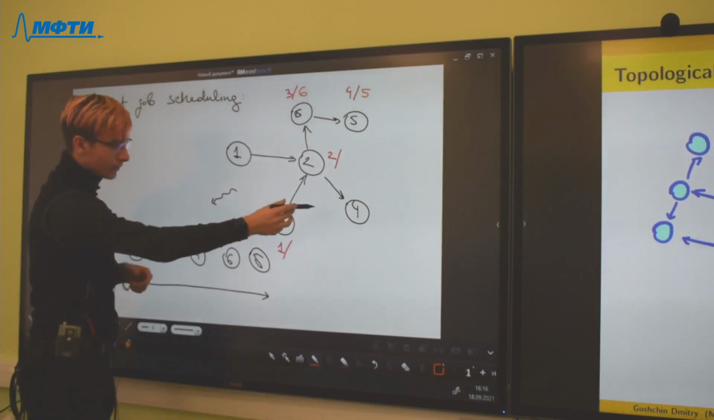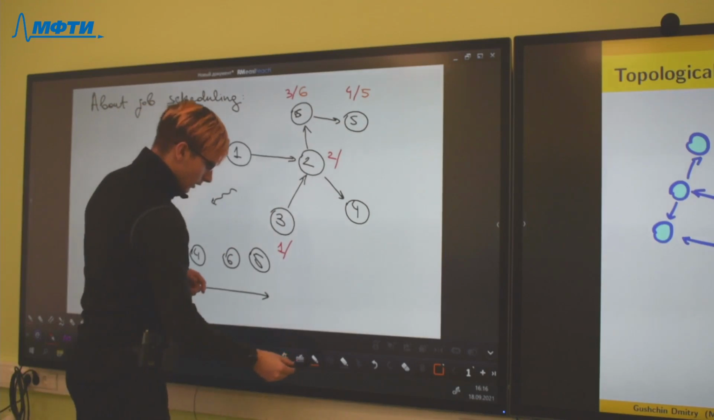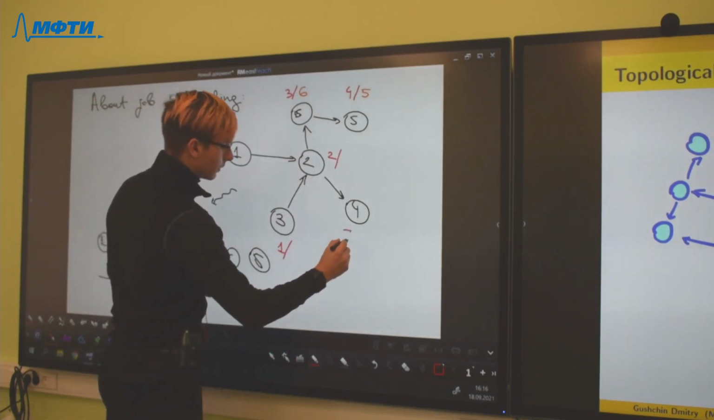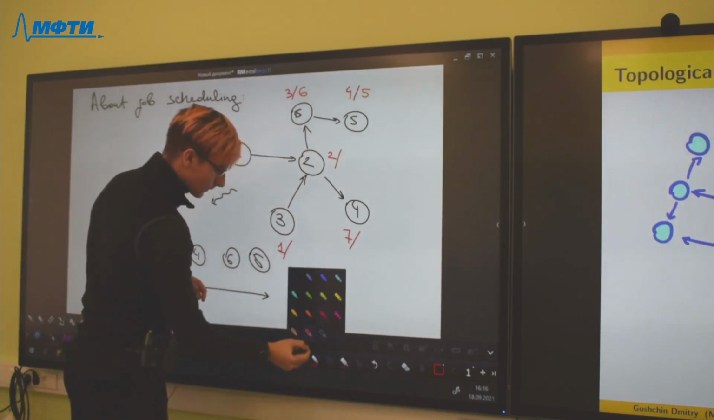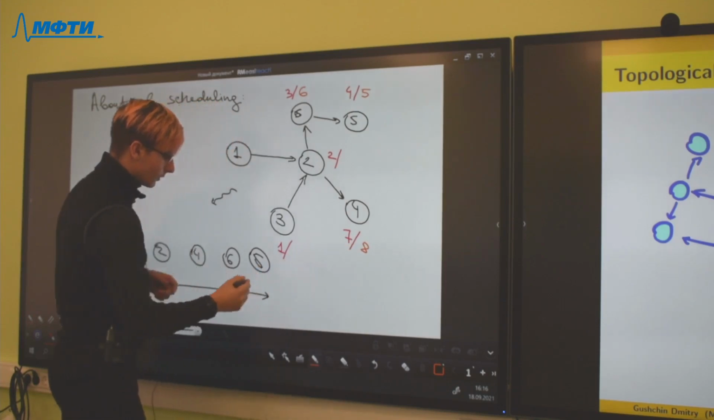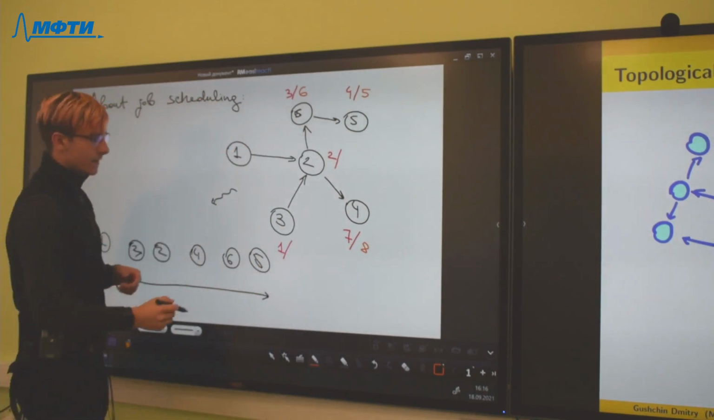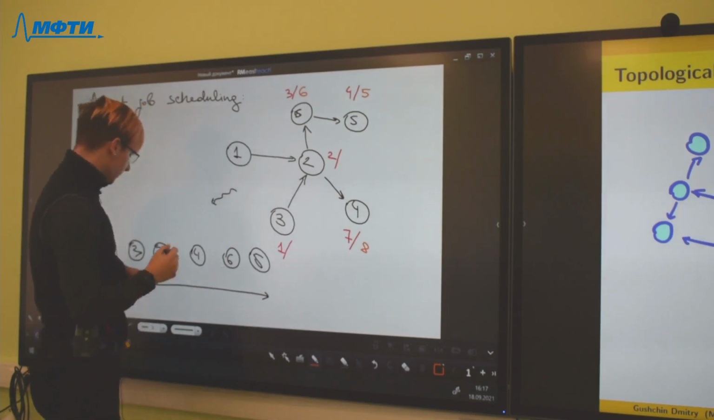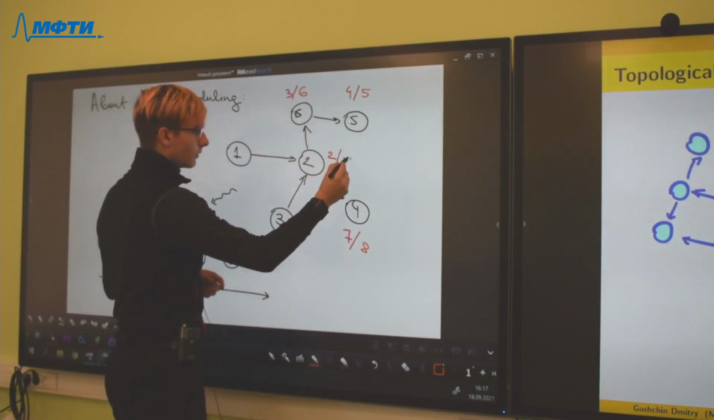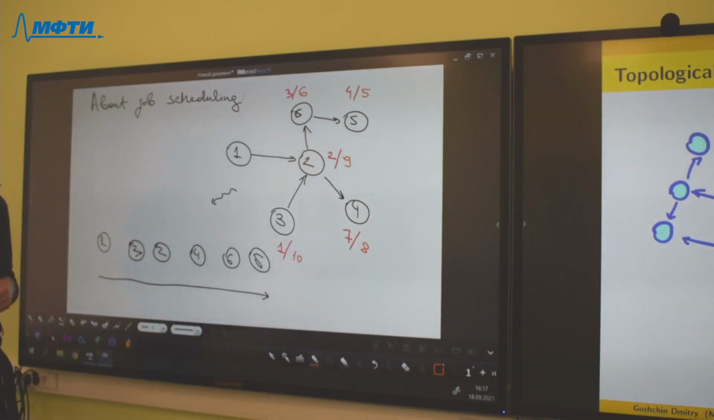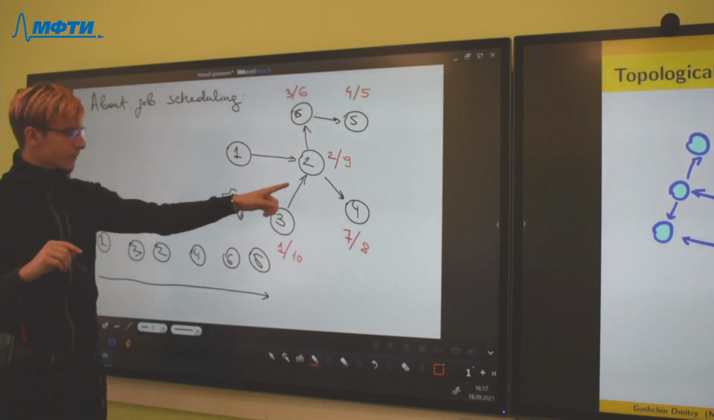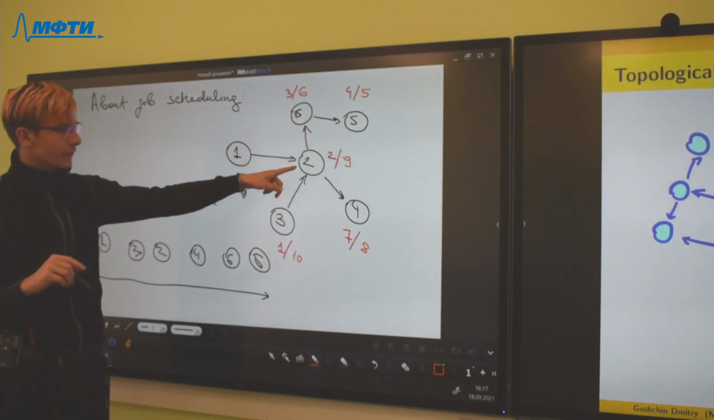Then we go to 4, then finish with it, and push it to the list. Then we finish with 2. And we finish with 3. Okay. 2 is not connected to 3, but 3 is the parent of 2.